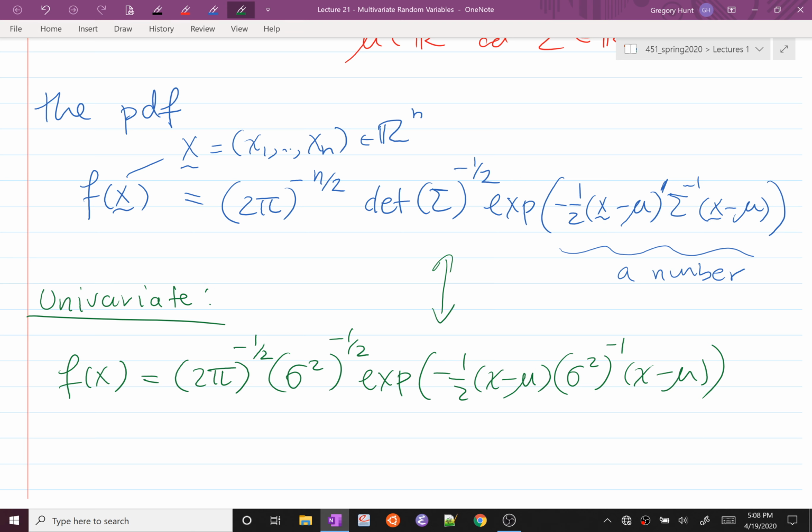And instead of squaring x minus mu, it's x minus mu transpose times sigma inverse times x minus mu. Just a little more complicated because it's now using matrices.